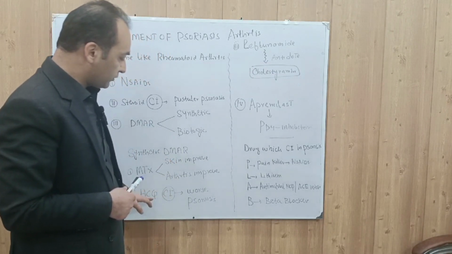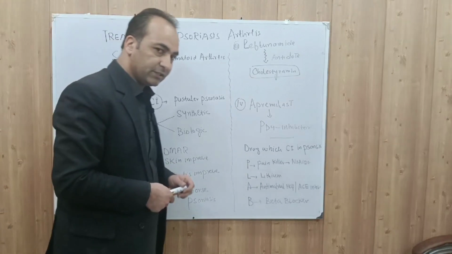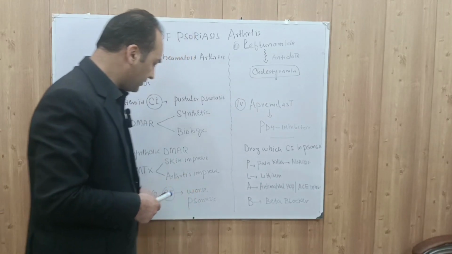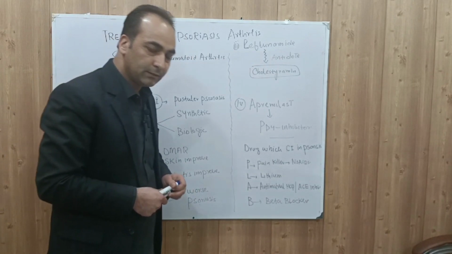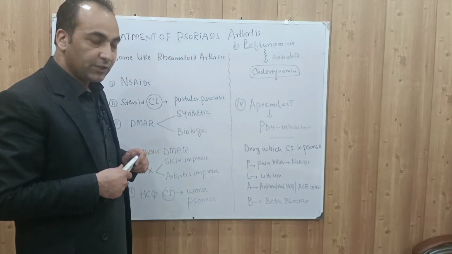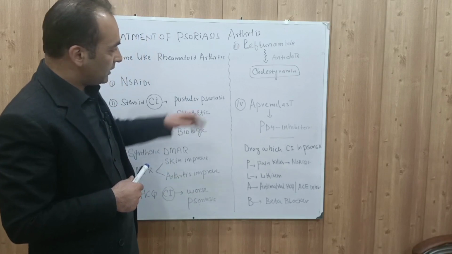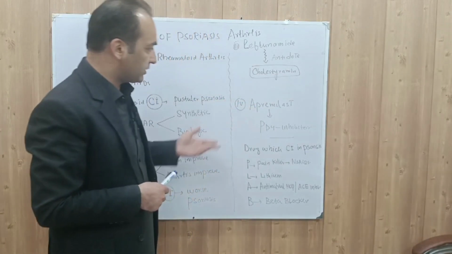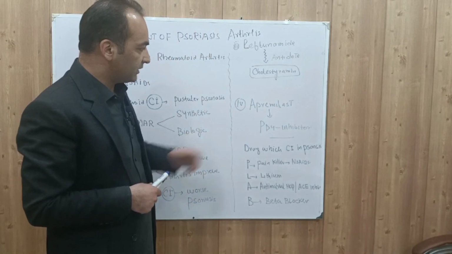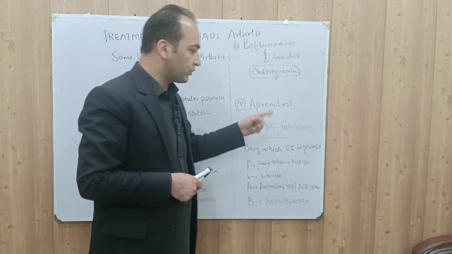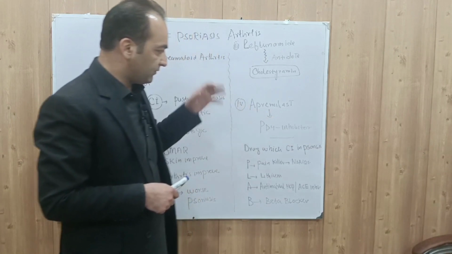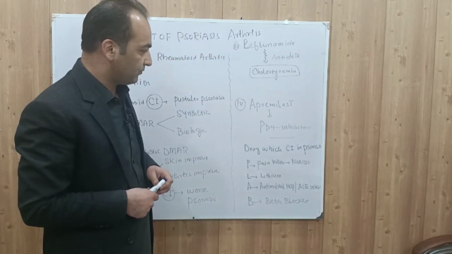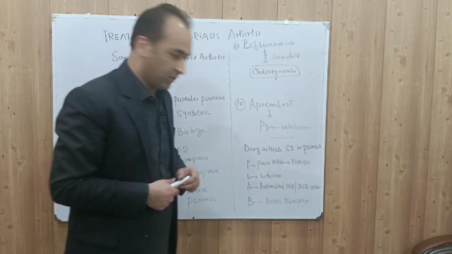And hydroxychloroquine is contraindicated here. But what is the main side effect of hydroxychloroquine? That is retinopathy. And we can also give the apremilast, which is also a synthetic DMARD. It is a phosphodiesterase 4 inhibitor. It will prevent the cytokines and therefore the inflammation.